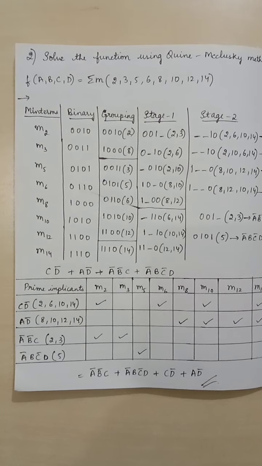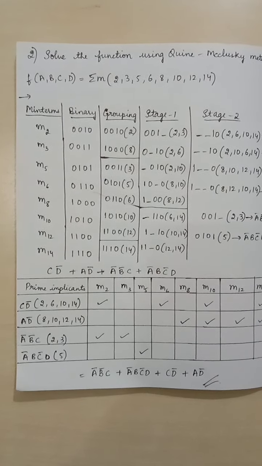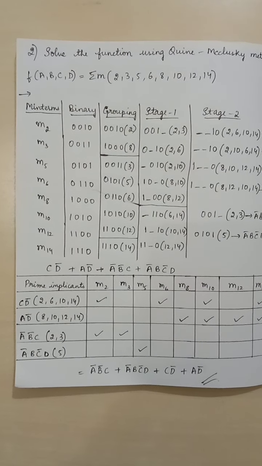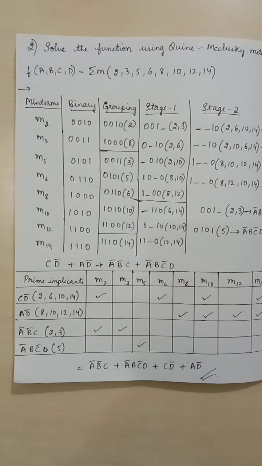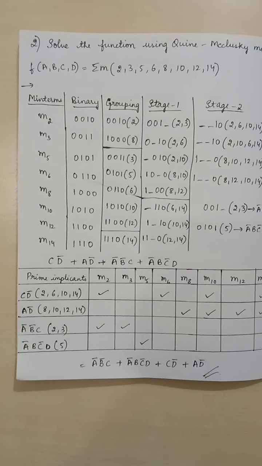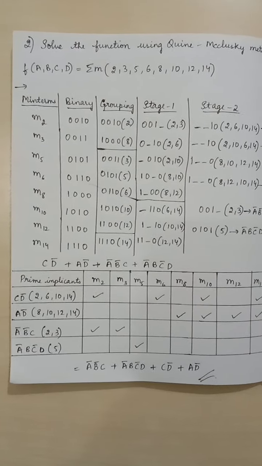Binary numbers with no 1 in them are considered as the first group. Binary numbers with only one 1 in them are considered as the second group. Binary numbers with two ones in them are taken as the third group, and the other members are written in group 4. The next column is named stage 1.